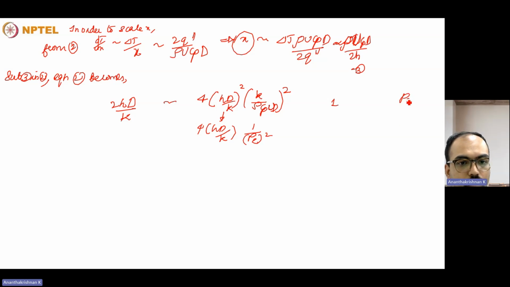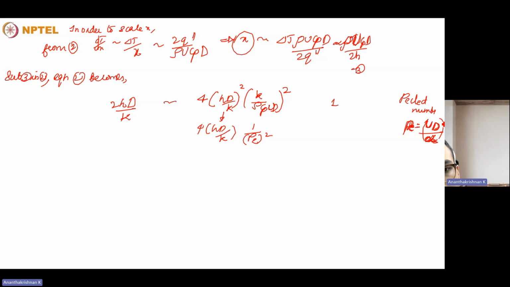So the Peclet number, P is equal to UD divided by alpha. So this is K by rho CP. This is the thermal diffusivity of the material. UD actually shows the convection term, the flow across it. So it's basically a kind of convection to conduction ratio.